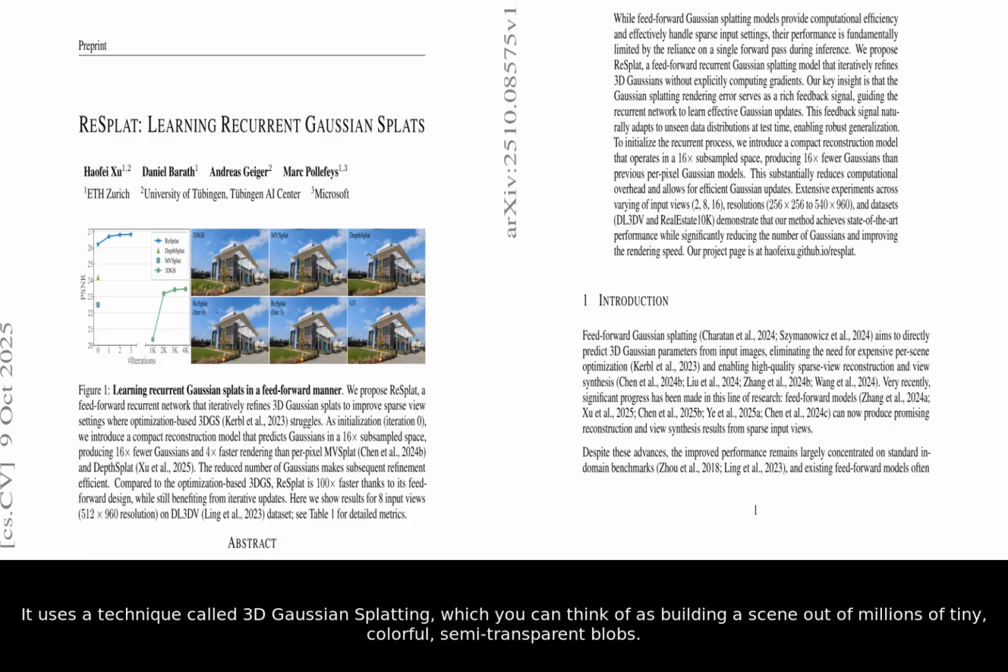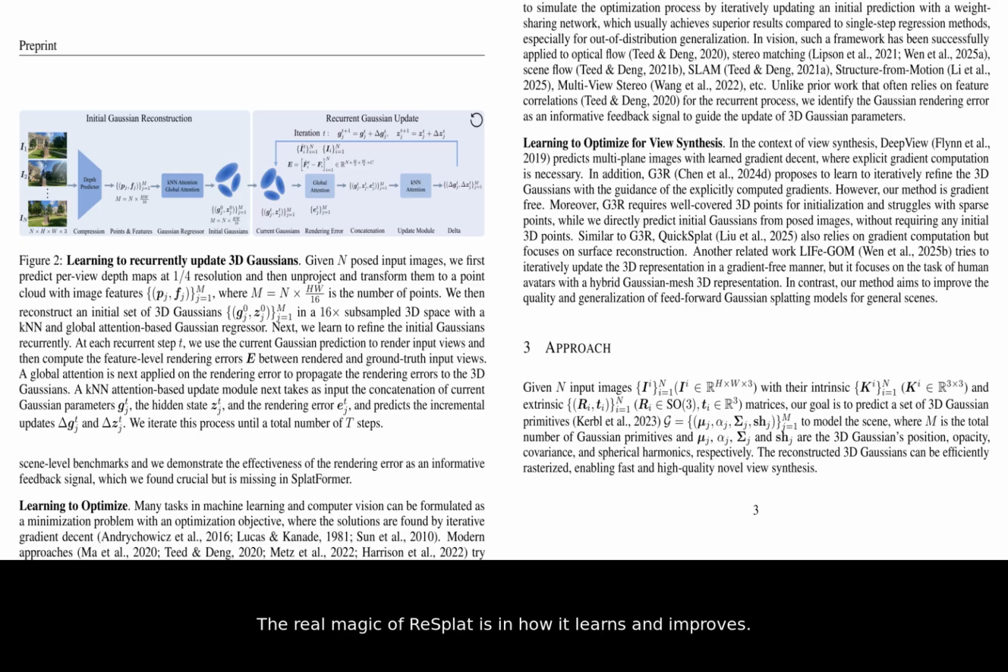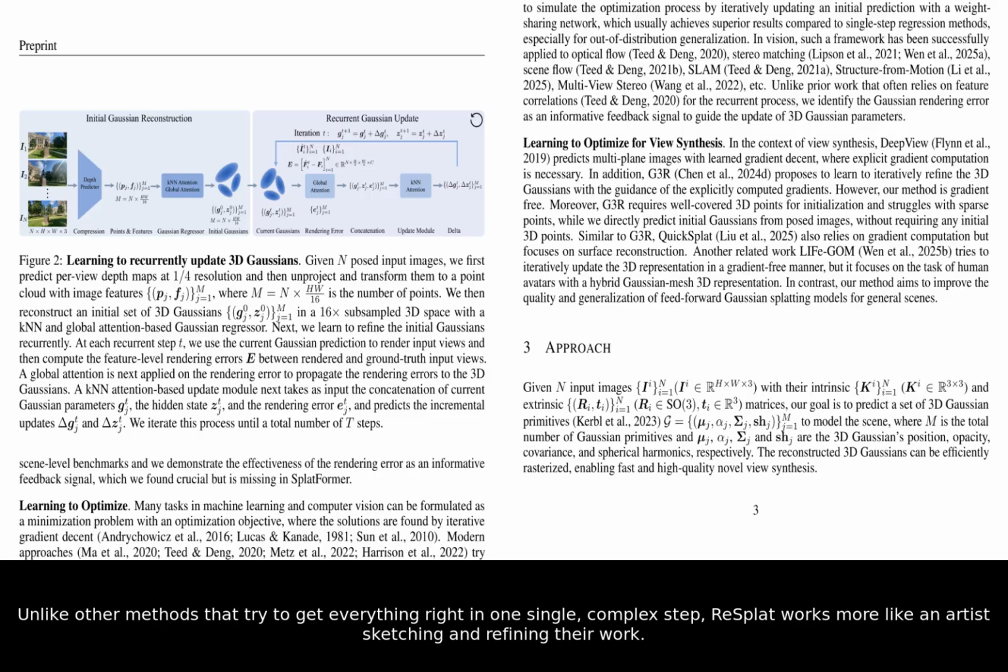It uses a technique called 3D Gaussian Splatting, which you can think of as building a scene out of millions of tiny, colorful, semi-transparent blobs. The real magic of ReSplat is in how it learns and improves. Unlike other methods that try to get everything right in one single, complex step, ReSplat works more like an artist sketching and refining their work.